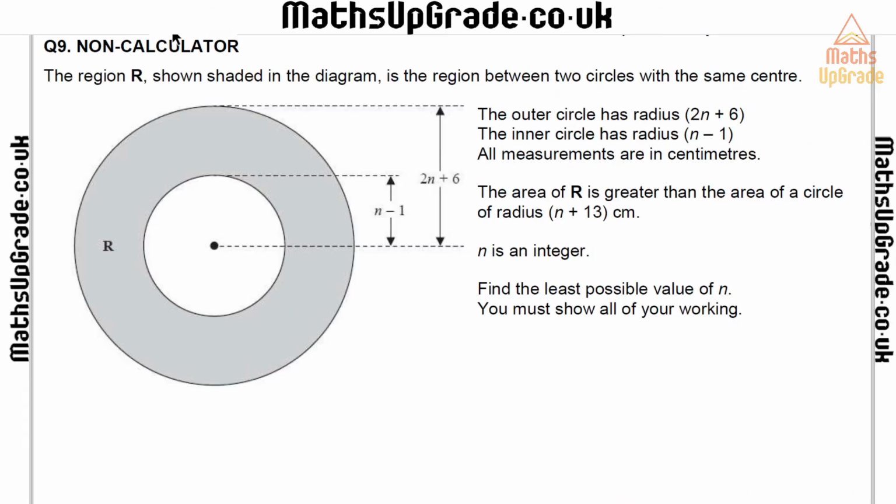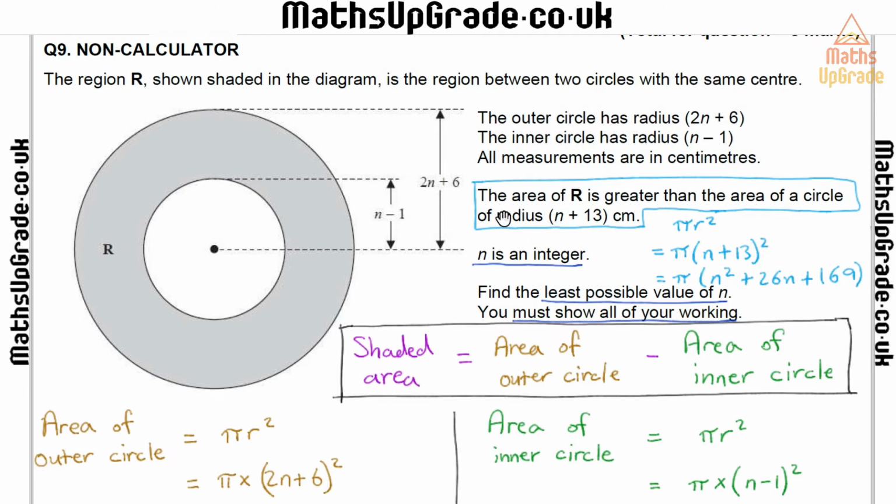So what I'm going to do here is first of all find the area of a circle of radius n plus 13. Since the area of a circle is given by pi r squared, then that gives us pi, and then r squared is n plus 13 squared. So when I expand that, I'll get pi brackets n squared plus 26n plus 169. So there's the area of a circle of radius n plus 13.